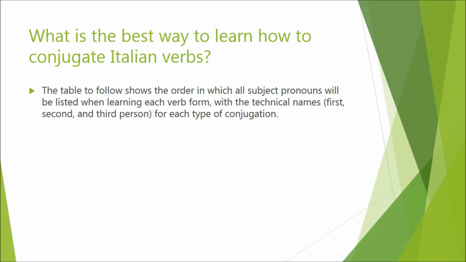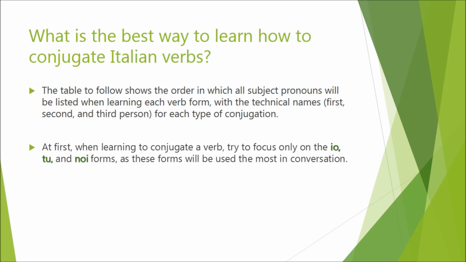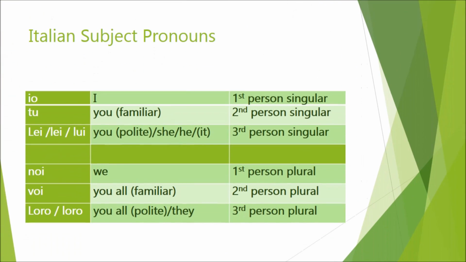The table to follow shows the order in which all subject pronouns will be listed when learning each verb form, with the technical names, first, second, third person, for each type of conjugation. At first, when learning to conjugate a verb, try to focus only on the io, tu, and noi forms, as these forms will be used the most in conversation. Here is our Italian subject pronoun chart. Let's go through it.